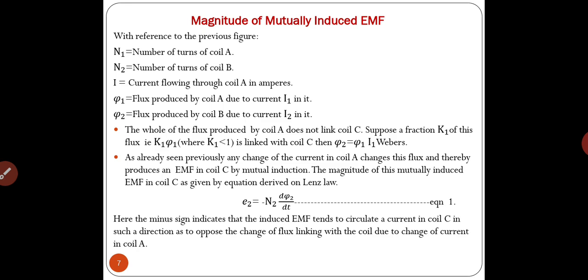How much flux is produced in the secondary coil with respect to time gives the mutually induced EMF in the coil C. Here the minus sign indicates that the induced EMF tends to circulate a current in the coil C in such a direction as to oppose the change of flux linking with the coil due to the change of current in coil A. EMF is a quantity with both magnitude and direction, and the direction of the EMF produced by mutual induction is always opposite to the change in current flowing through the primary turns, or coil A.